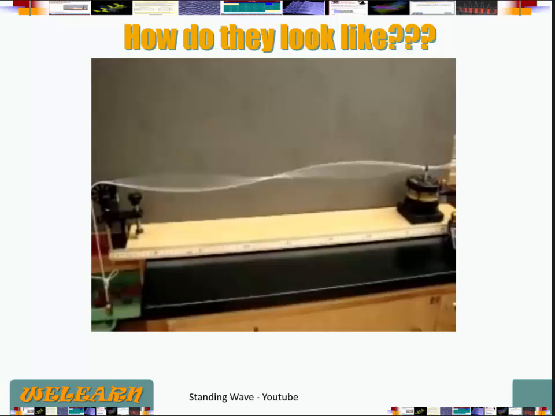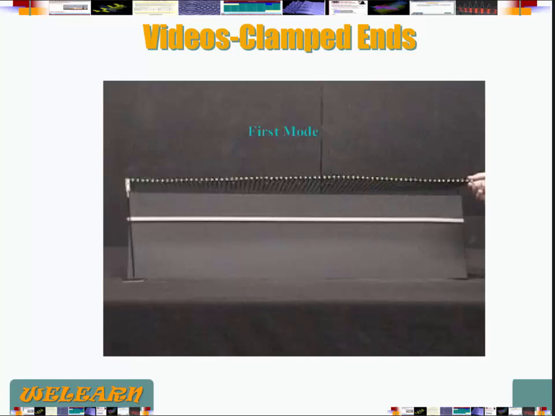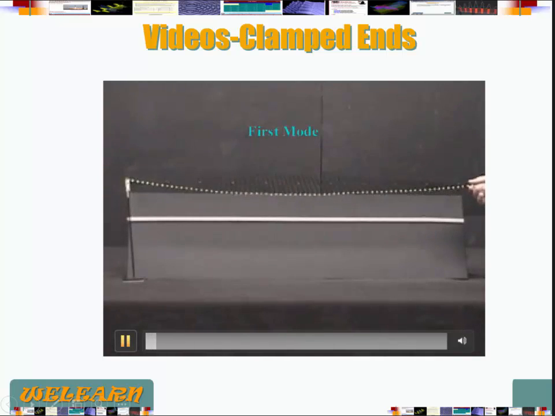Okay, now let's look at this other example. In this case, we are going to see more harmonics. We'll start with what's called here the first mode, or the fundamental frequency. And then we'll go to the second harmonic, third harmonic, and fourth harmonic. Okay, I'm going to try to run the video. You see it here.